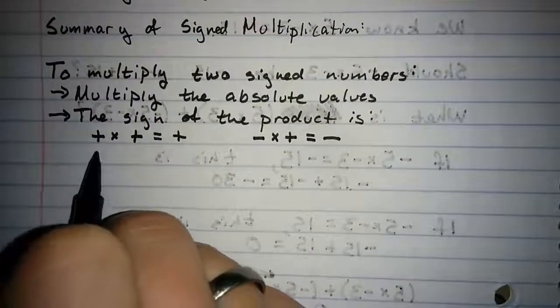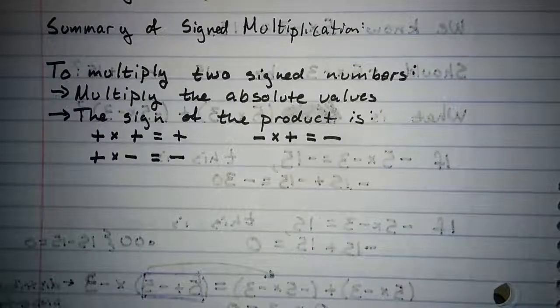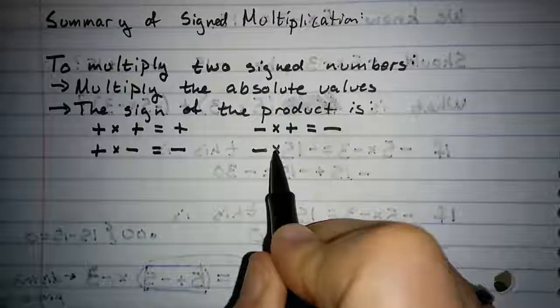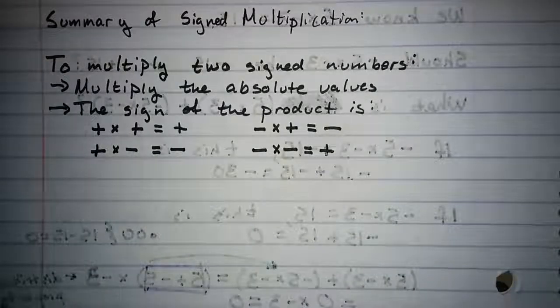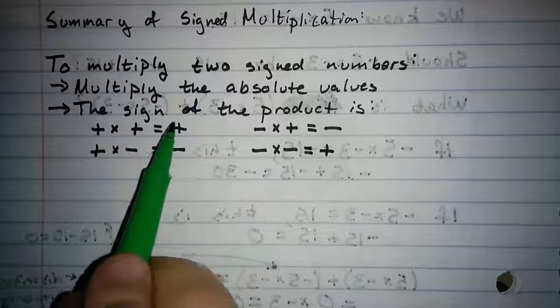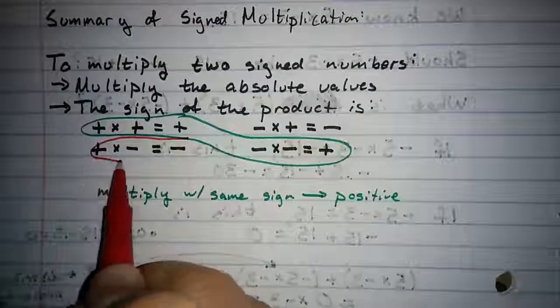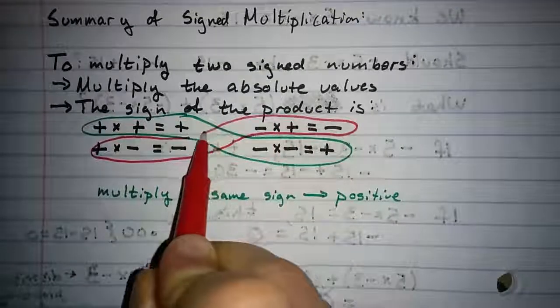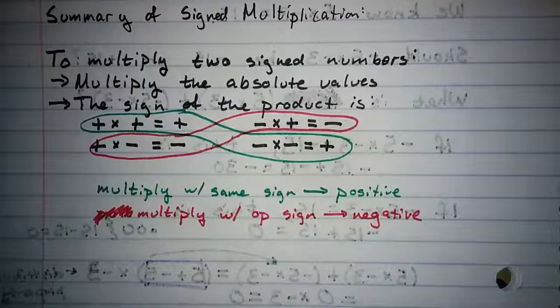If we're multiplying a positive number by a negative number, the product will be a negative number. And then, as we just saw, if we multiply a negative number by a negative number, the product will be a positive number. Some people like to remember this as if we multiply two numbers with the same sign, the result is positive. And if we multiply with opposite signs, the result is negative. If you prefer to remember this way, that's fine. But remember very carefully that this is a rule for multiplication, and multiplication and addition are different.